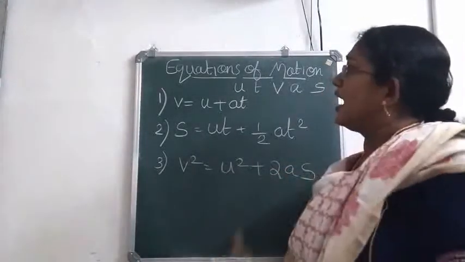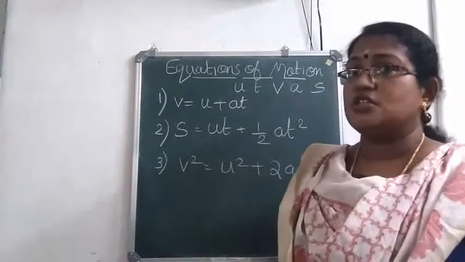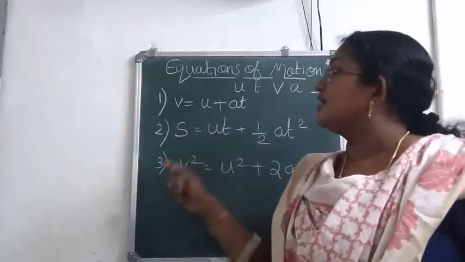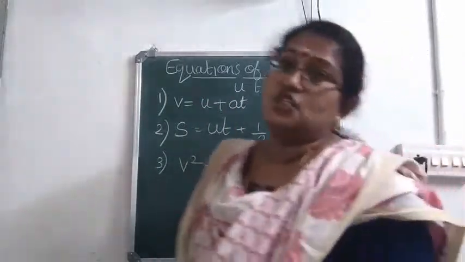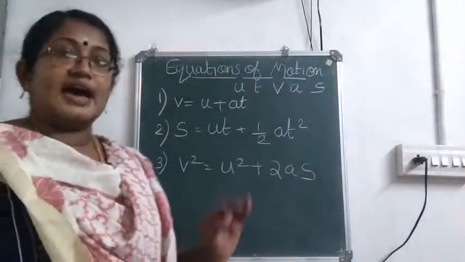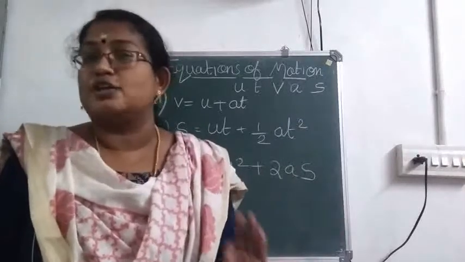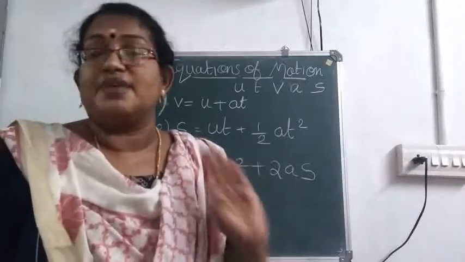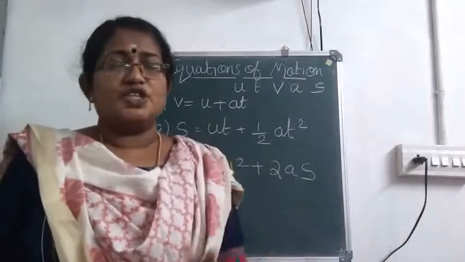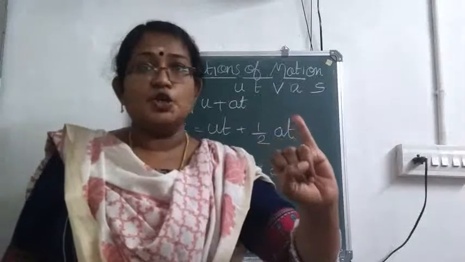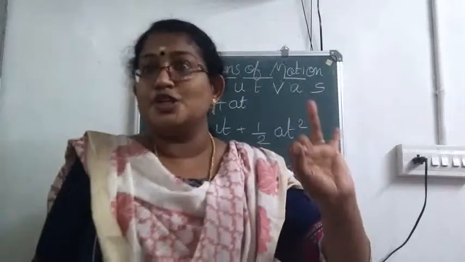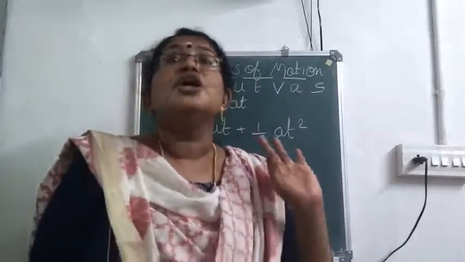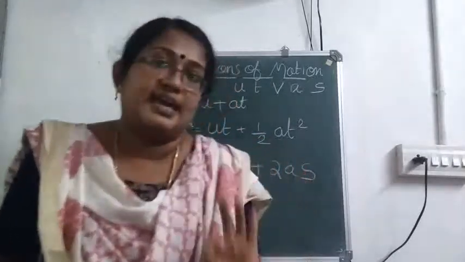So write the heading as equations of motion and write the condition that I said. After that, write all these three equations. When you write, at that time itself, please try to learn this by heart. Equations of motion is very important. So which are the equations? v is equal to u plus at, s is equal to ut plus half at square, and v square is equal to u square plus 2as.